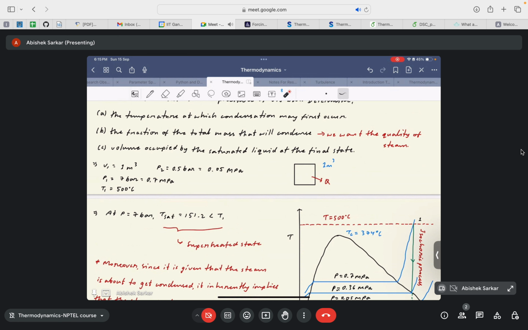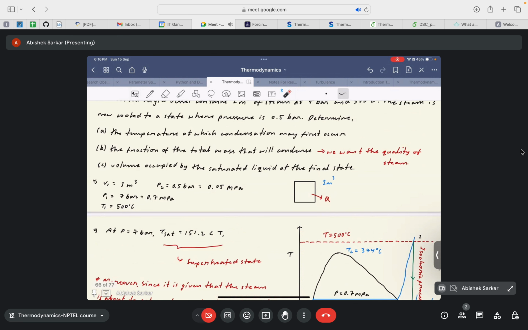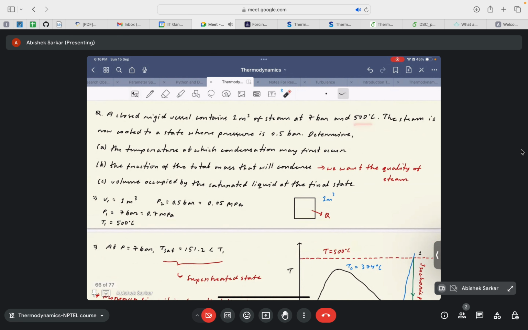So if you look into it, you will find that the saturation temperature corresponding to P equals 7 bar is 151.2 degrees Celsius, which is less than the temperature at which our current steam is at, right? It is at 500 degrees Celsius. So you can easily imply that since the temperature of the steam is greater than the saturation temperature for the corresponding pressure, the steam will be at superheated condition. I hope that is clear.